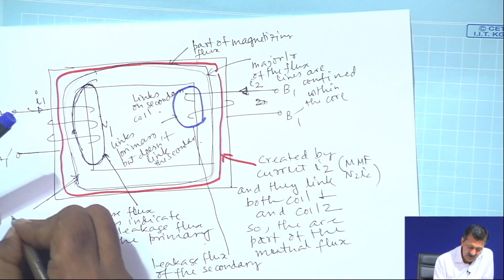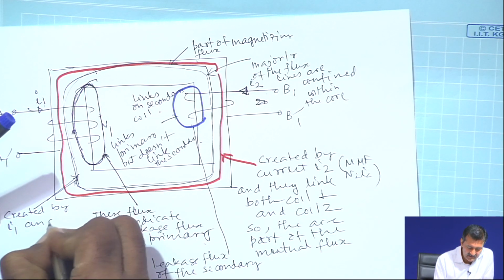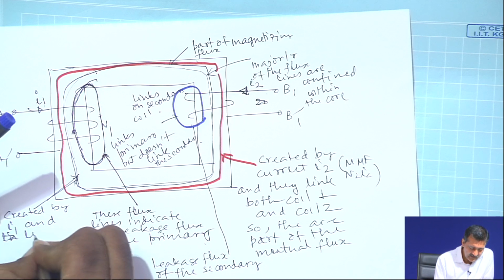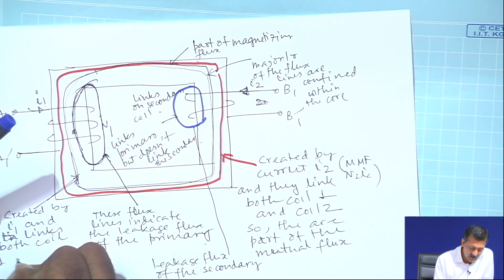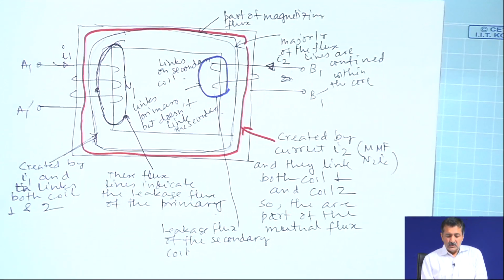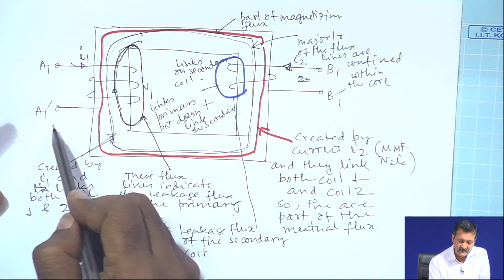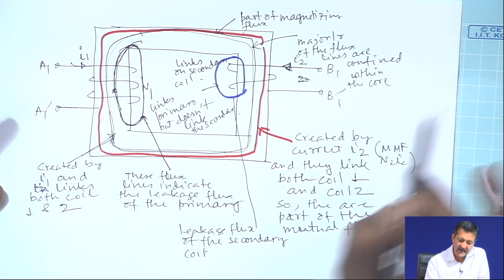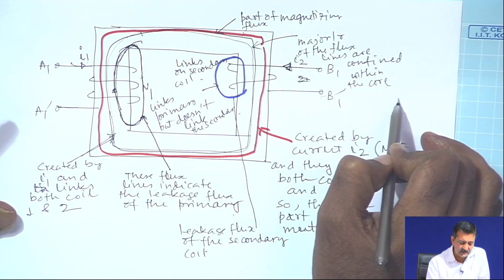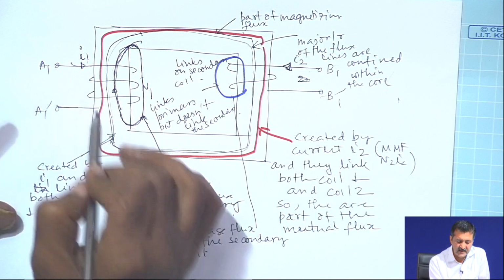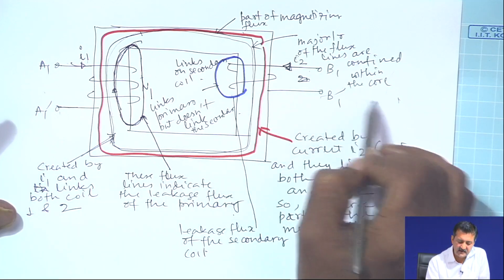This is created by I 1 and links both coil 1 and 2. So, this is the practical situation. Actually, things will happen like that. If there is a coil and you pass current here, or current gets passed due to the load being connected here, this side will be initiated by connecting a voltage. At the A1 dash terminal you will probably connect a voltage source and on this side you will connect a load.